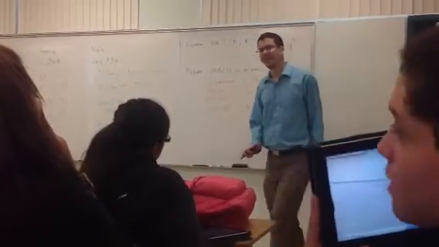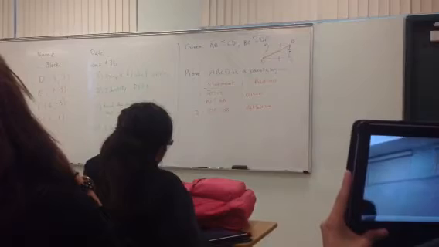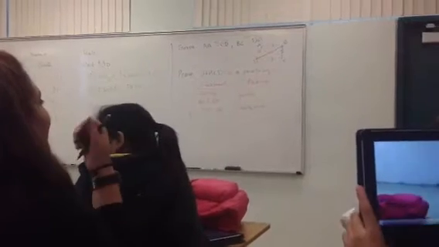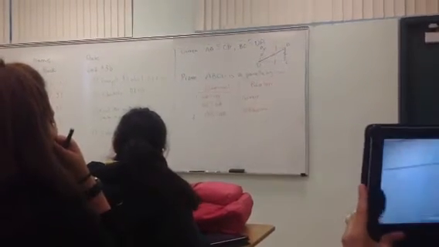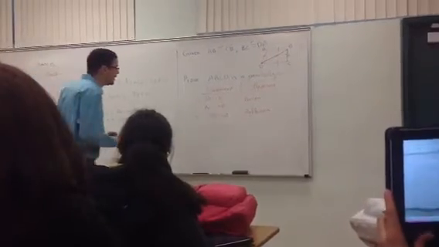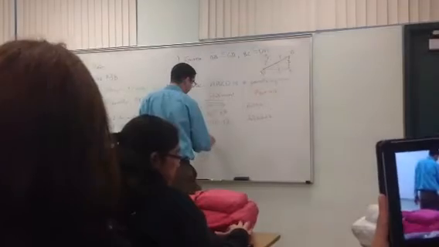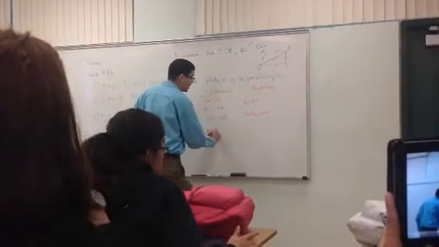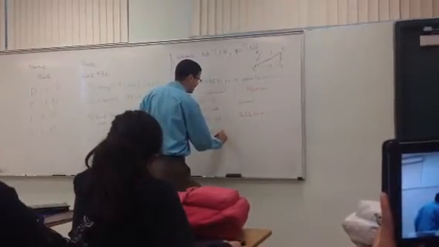From there, what can you tell me? What two triangles are congruent? DAB and BCD. Yes. You can get that side. That's what makes it harder. So we know triangle ABD is congruent to triangle CDB.